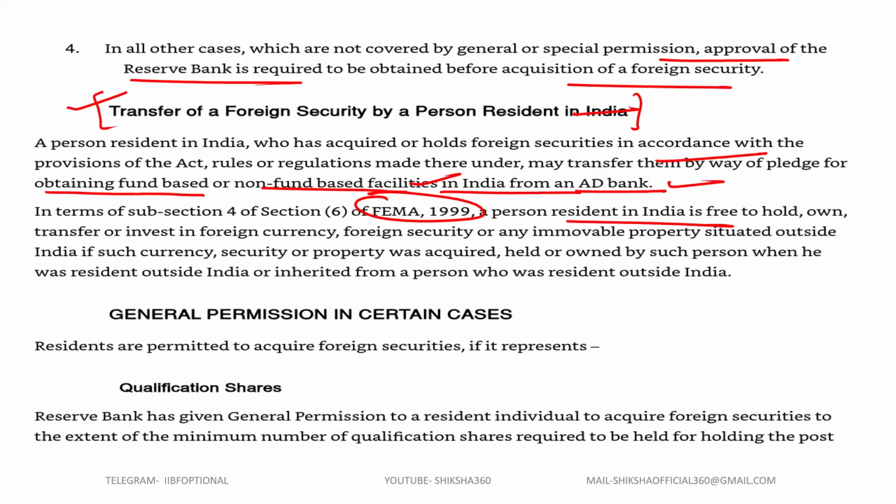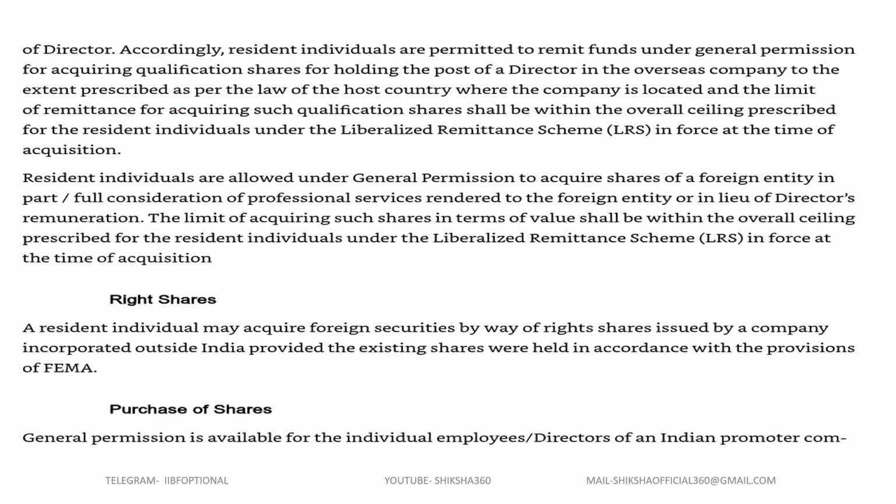Okay. So what are the general permissions that they will require in some of the cases? Residents are permitted to acquire the foreign securities if it represents, first one, qualification shares. What is the meaning of that? Reserve Bank has given general permission to a resident individual to acquire the foreign securities to the extent of the minimum number of qualification shares required to be held for holding the post of director. Clear? Post of the director.